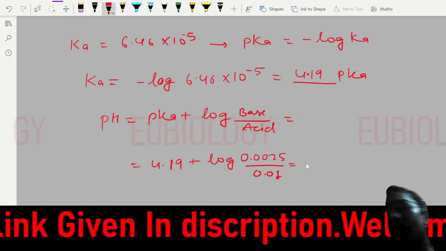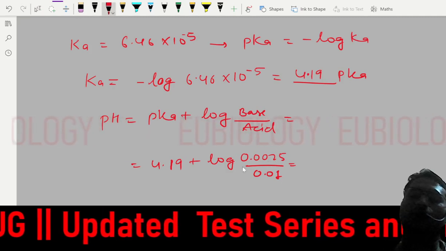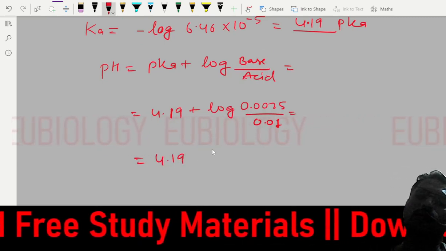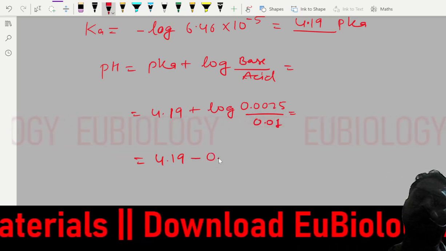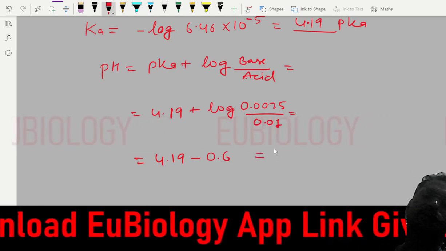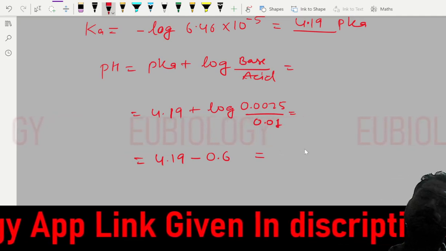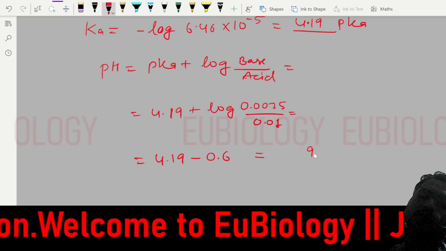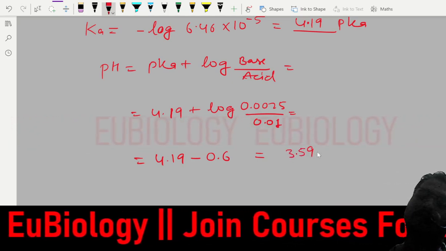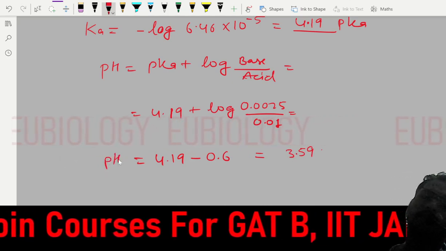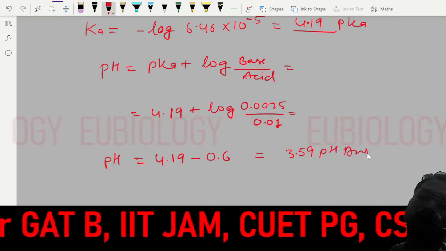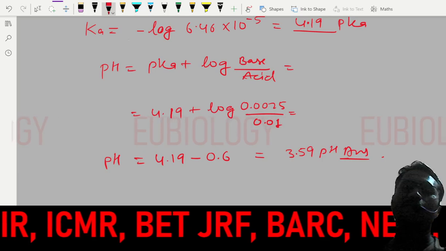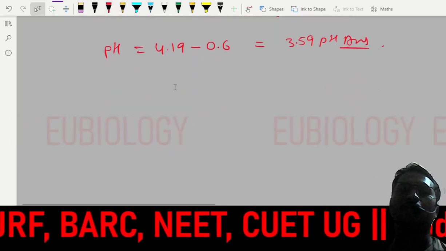So log 0.25 will equal how much? Let me calculate in the calculator once. It is showing minus 0.602. So pH is equal to 4.19 minus 0.602, and this will be equal to 3.59. 3.59 is your pH, and this will be your answer. Hope you are following me. If you have any doubt, you can contact me. You can comment if you need any type of solutions.